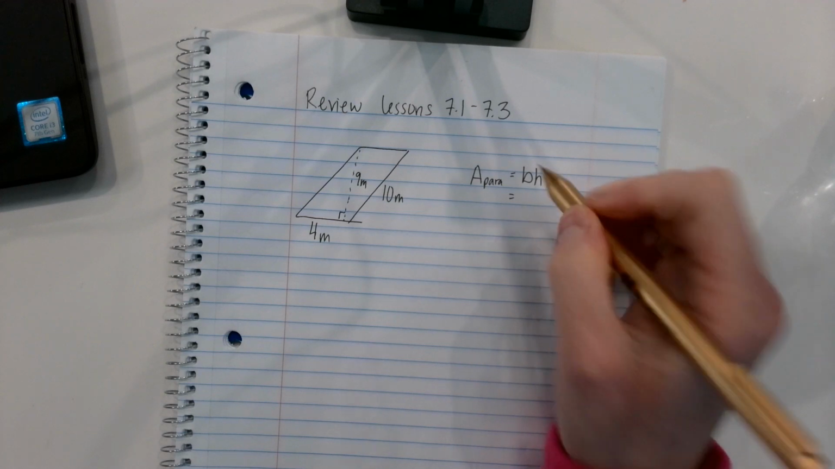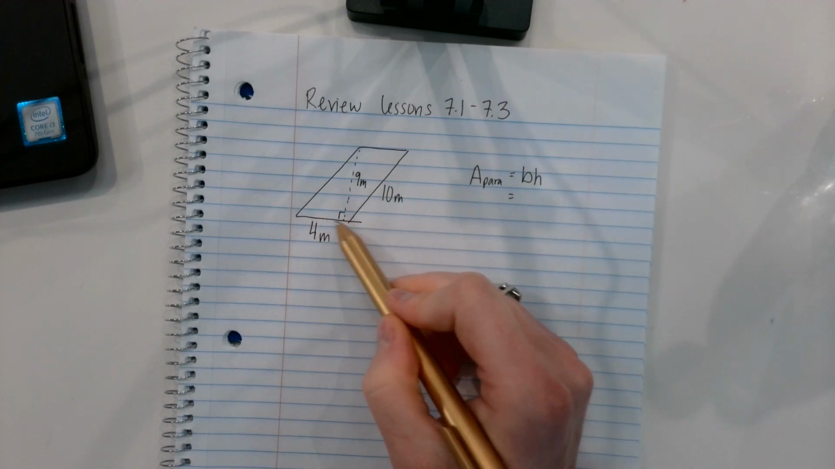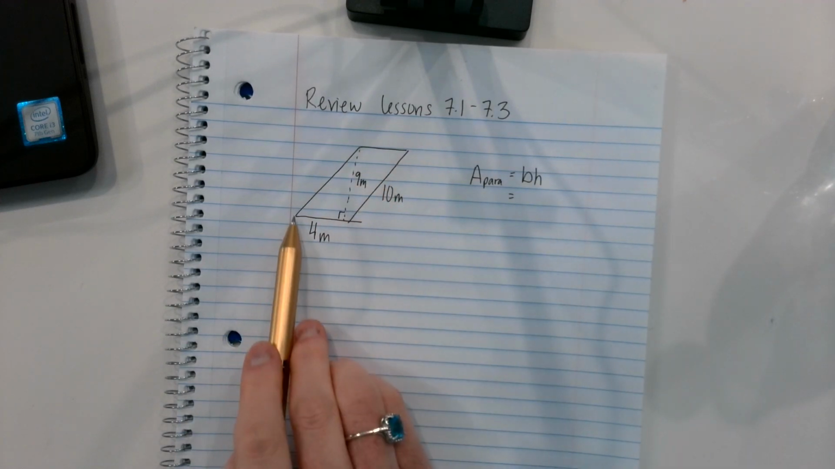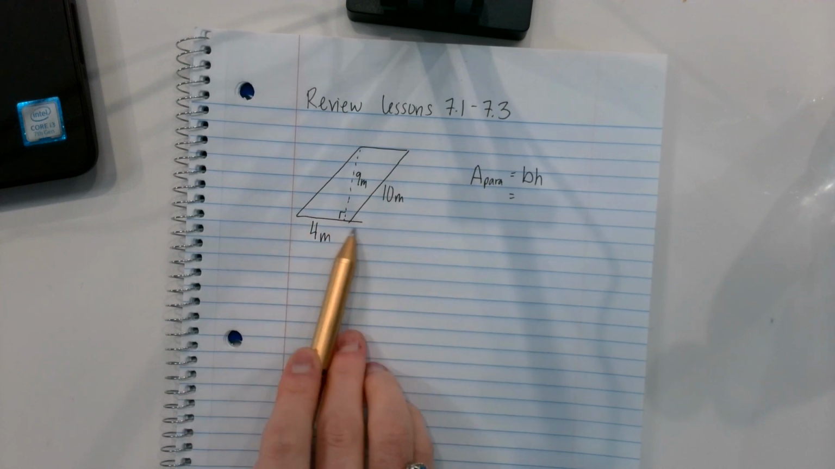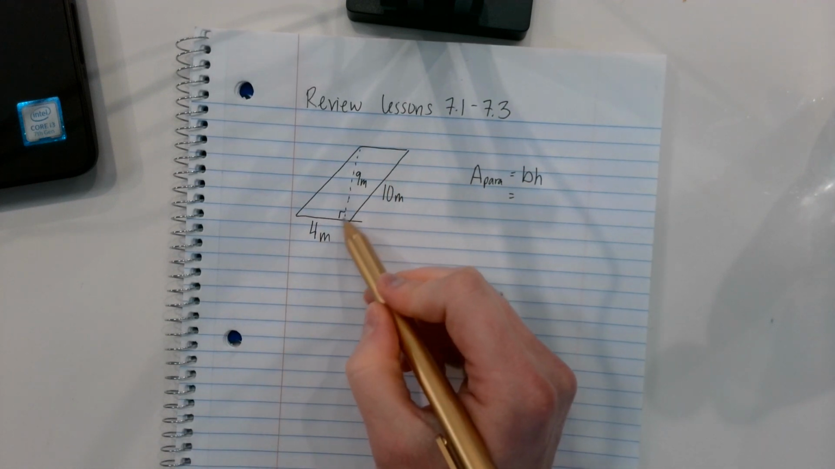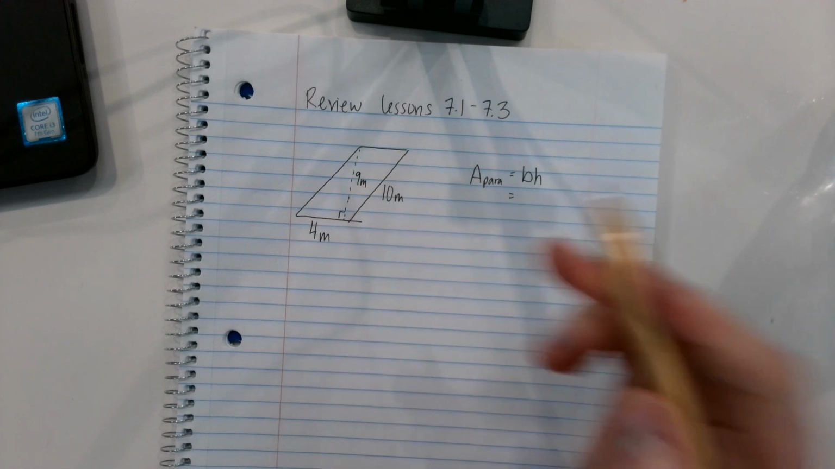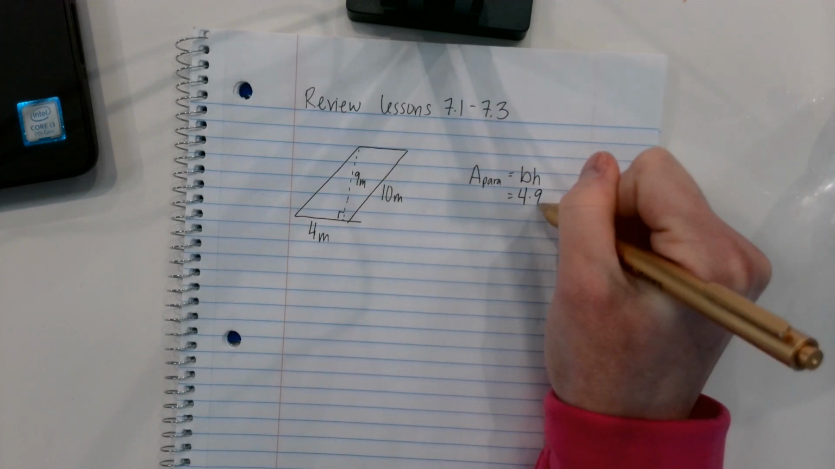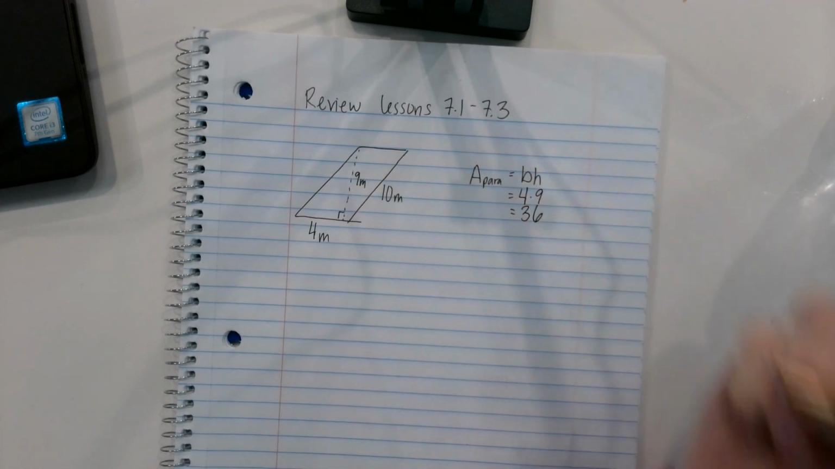All right, so remember the base and the height have to form that right angle, so you're looking for those two lines that form the right angle. You would not multiply 4 and 10 because those don't form the right angle. That's an obtuse angle there. You would multiply 4 times 9 because that forms the right angle. So 4 times 9, 36.